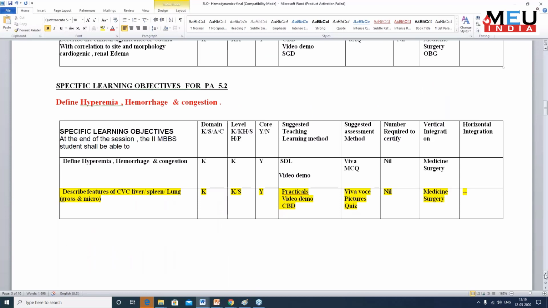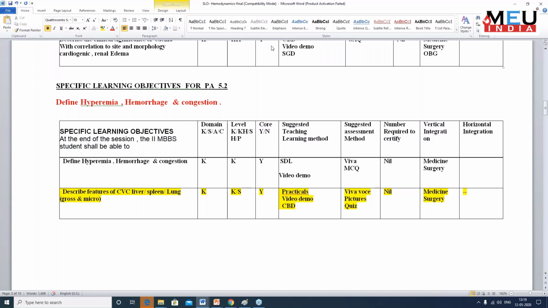In the next SLO, we will be describing the special features of congestion of liver, spleen, and lung. This part can be again dealt with in practicals, as I mentioned earlier. All the yellow highlighted ones need to go to the DOAP section in the last SLO. So, any changes here? Any additions here?